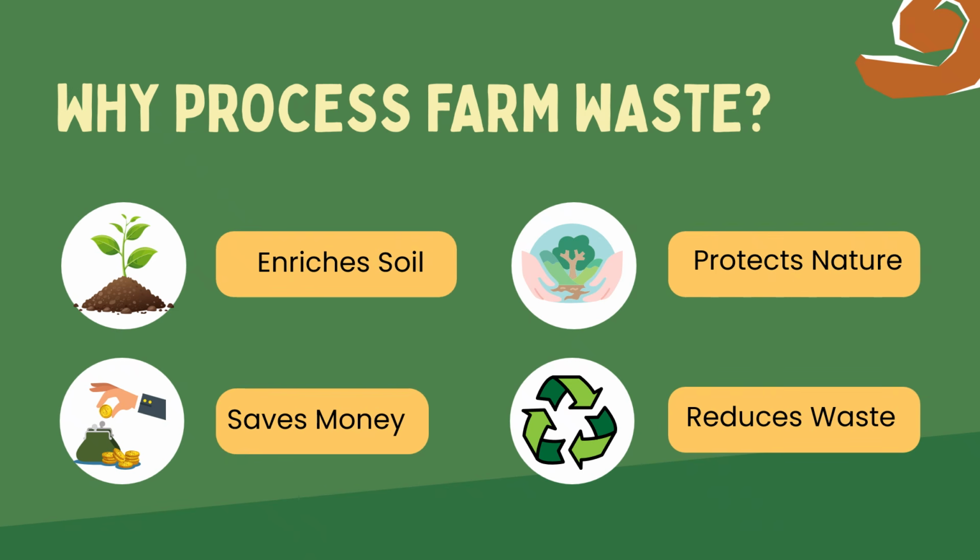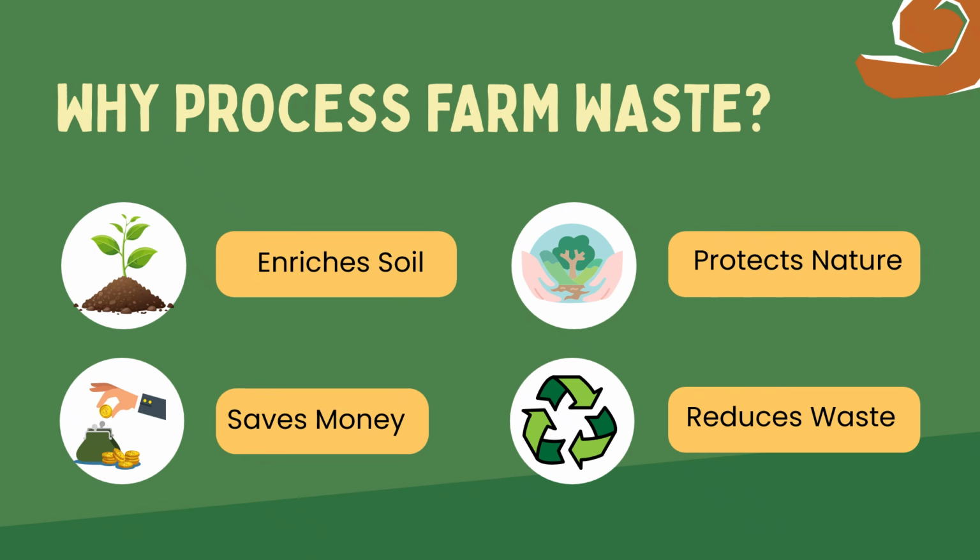Third one, it protects nature. Improper disposal of farm waste can pollute rivers. Not only the rivers, but also the lakes and of course the air. For example, burning crop residues releases smoke and harmful gases into the atmosphere. Proper waste processing reduces pollution and helps maintain a cleaner environment.